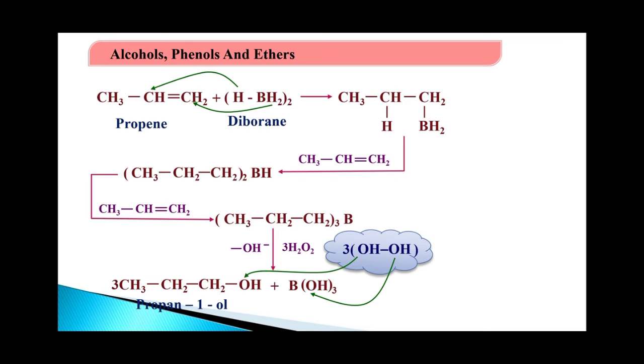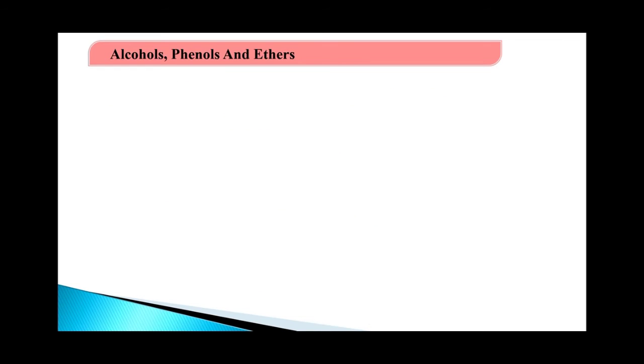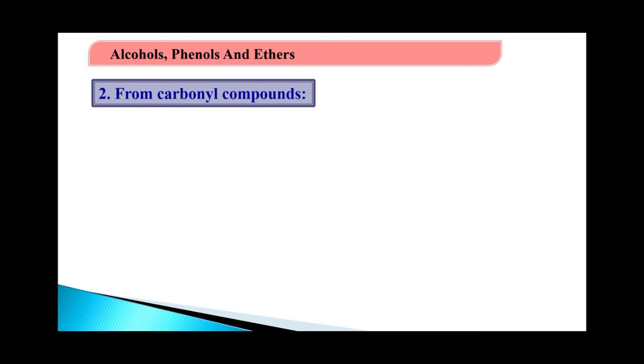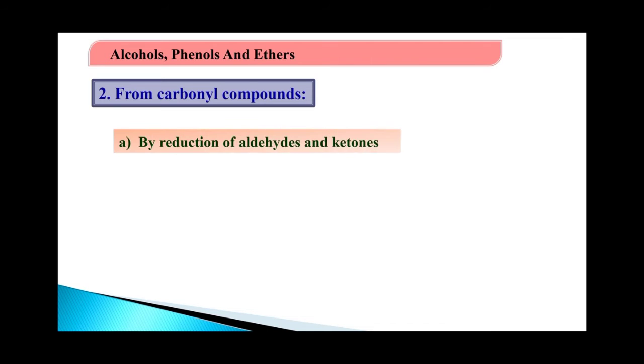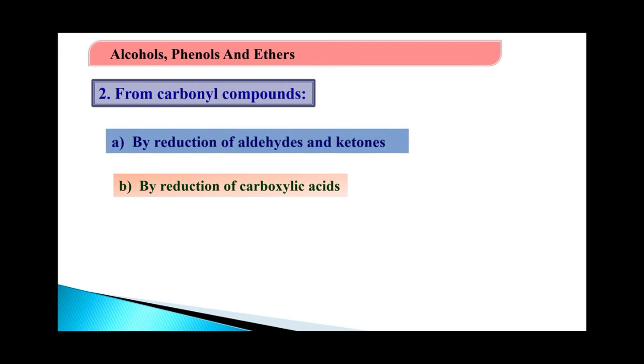The second method is reduction. When you are doing reduction, we require carbonyl compounds. Carbonyl compounds are mainly aldehydes, ketones and carboxylic acids. Hence, with carbonyl compounds we have two types: reduction of aldehydes and ketones, and second, reduction of carboxylic acids. Let us start with the reduction of aldehydes and ketones.